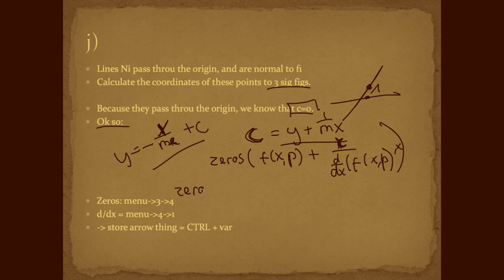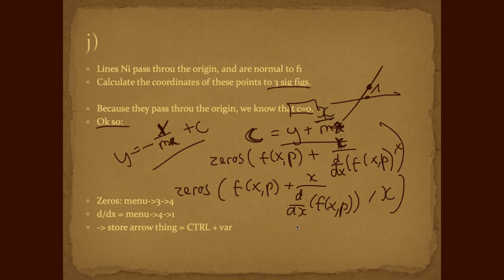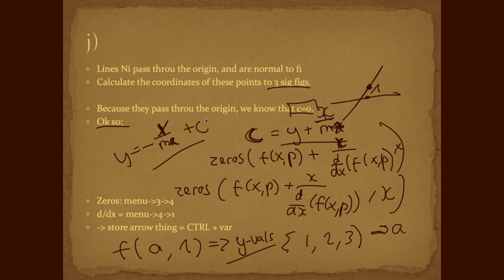Okay, I'll just rewrite again. So it's zeros of f of x comma p plus x over dx of f of x comma p. Close brackets twice and then do comma x, and that's it. And that's c equals y plus x over m. Once we do it, we get the answer of 3 values: value 1, value 2, value 3, and we can just put it into f of x and store it to a, and we put a comma 1 to get our y values. And that's it for this question.